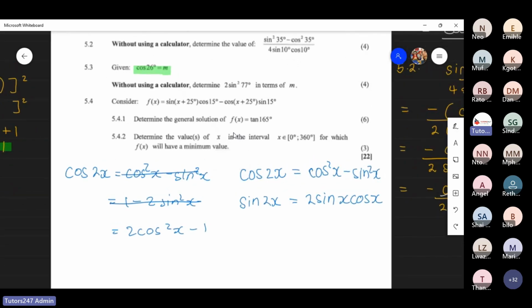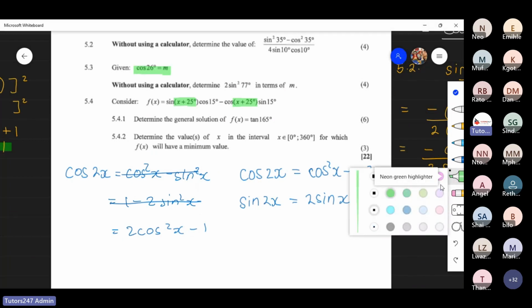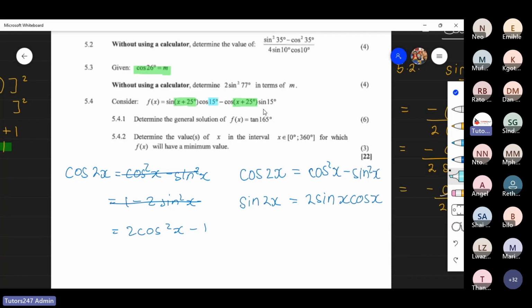So just by reading that statement, there's something important there that should pop out to you. That is the repetition of 15 and x plus 25. If you notice, this x plus 25 repeats itself, and then the 15 also repeats itself. Why is that? Then we have sine, cos, cos, sine.